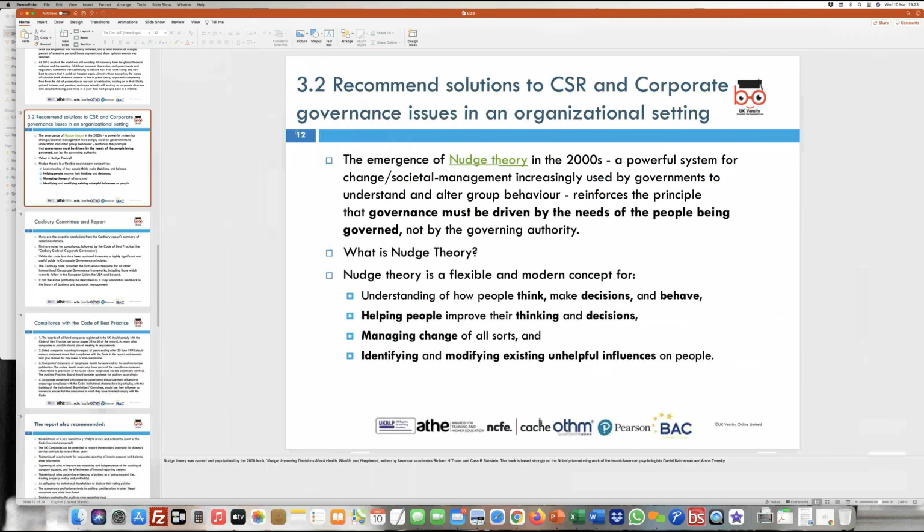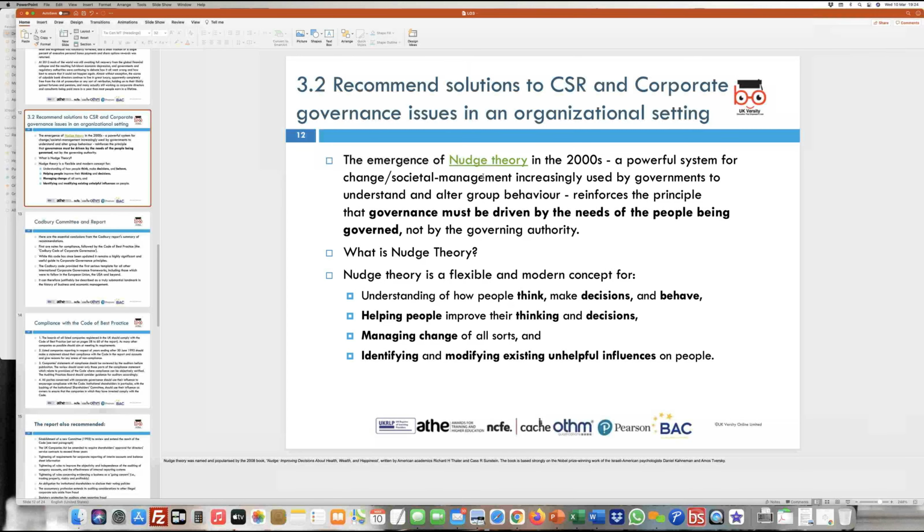So when we talk about recommendations that we need to make, what we need to be able to do is understand the three or four committee reports which were brought out between the time frame of 1992 to 1998. And these reports essentially set the ball in motion to decide on the code of practice and the code of conduct, or the framework for corporate governance and how the organizations need to be held accountable.